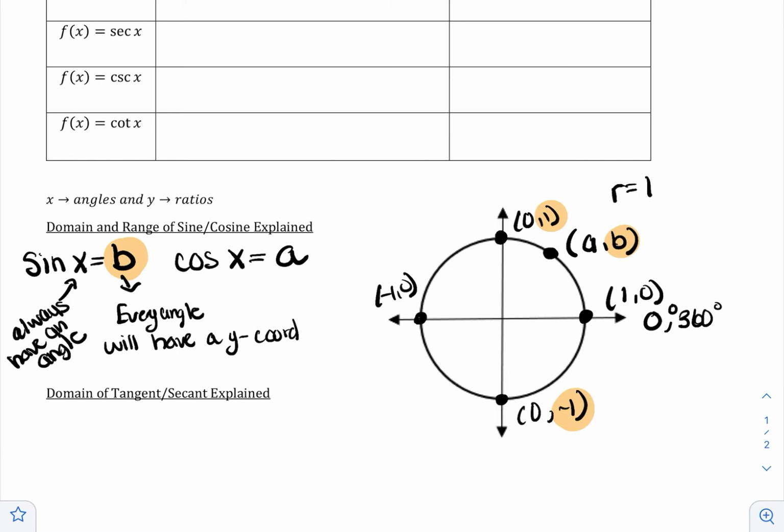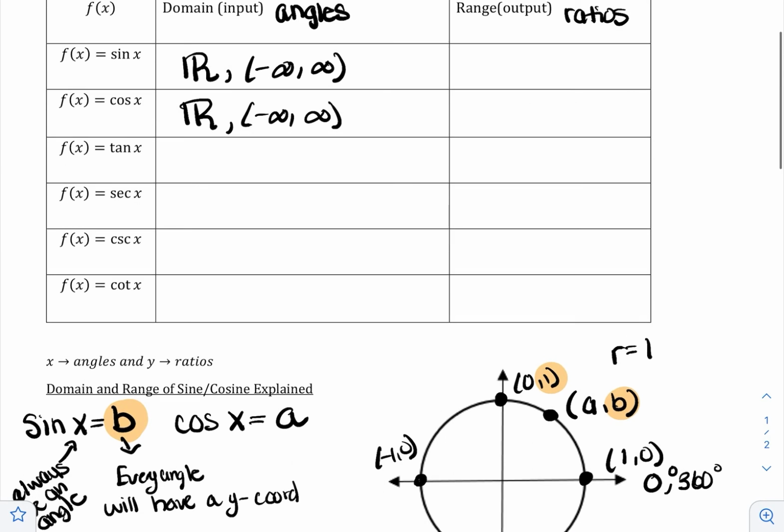So the smallest sine you can ever output is negative 1. The largest you can ever output is 1. So the range is, using brackets when you want to include the endpoints, because they can be negative 1 and 1, so anything between negative 1 and 1.